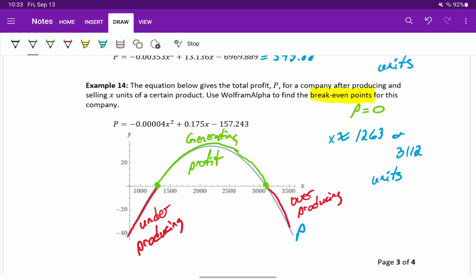And really what we'd be interested in is producing some value in between that range. We don't want to break even. We want to be in that range where we're generating profit.